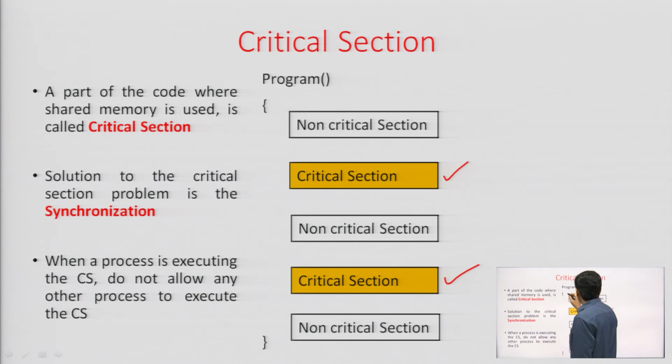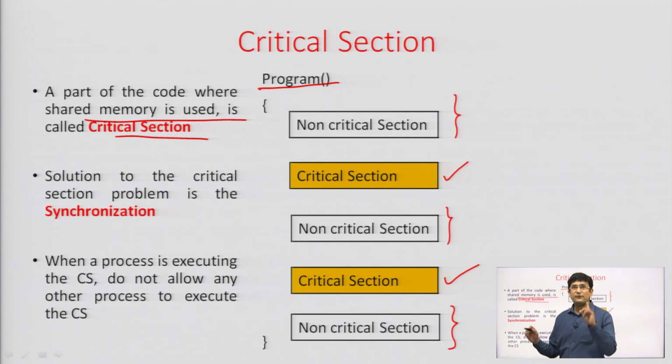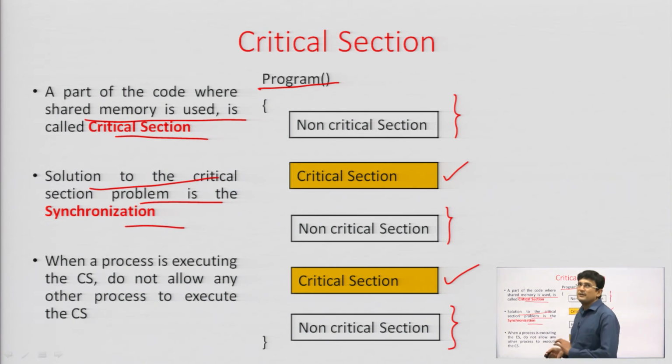So, in a program I can use the shared variable multiple times. As many times as we are using the shared variables, that is called the critical section, okay, and the part of the code which is doing something else is called the non-critical section. So, a part of code where the shared memory is used is called the critical section. This is very essential, where we were doing the count plus plus or count minus minus, that was the critical section, okay. The solution to the critical section problem is actually synchronization, meaning we have to provide this solution to the critical section problem.